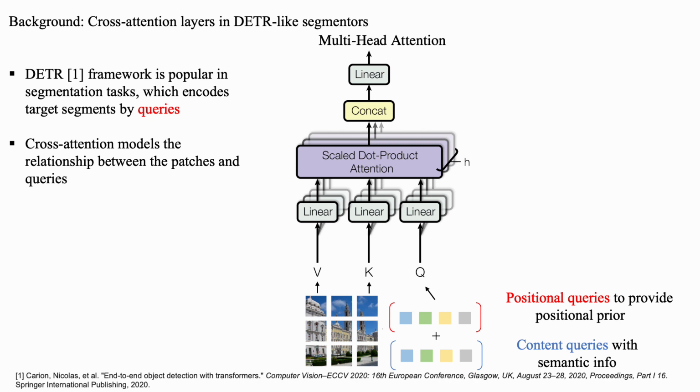We first talk about the background for cross-attention layers in DETR-like segmenters. The DETR framework is very popular in segmentation tasks, which encodes target segments by queries. And the query is actually formed in 2 parts. One part is the content query, which preserves the semantic info for the target segments. And the other one is the positional query, which provides the positional prior. And these 2 parts are actually added together. So cross-attention models the relationship between the patches and the queries.